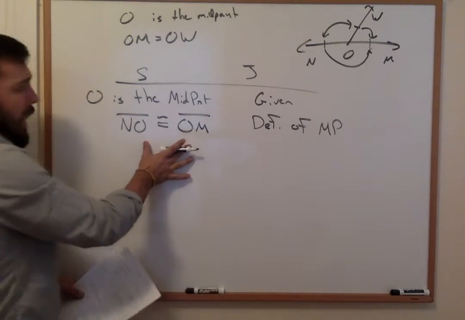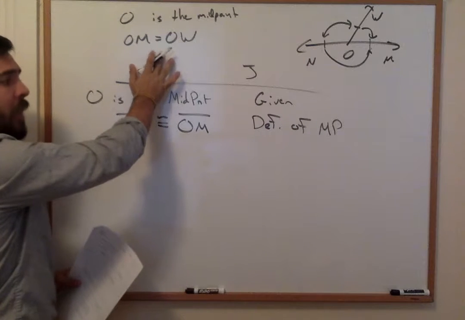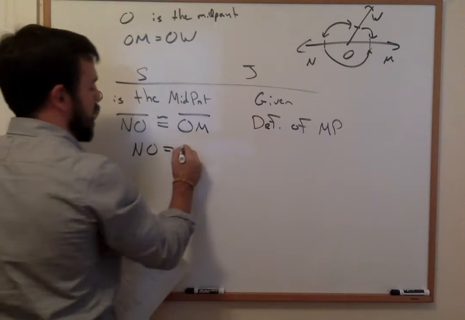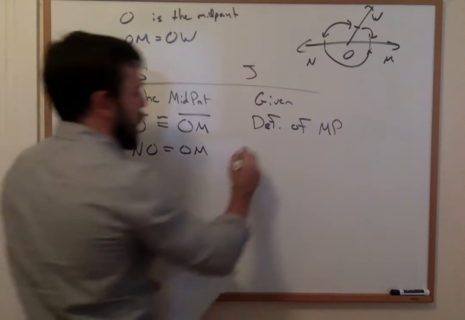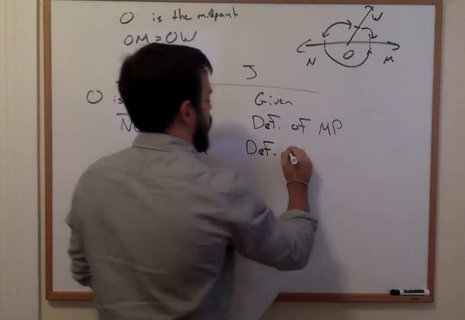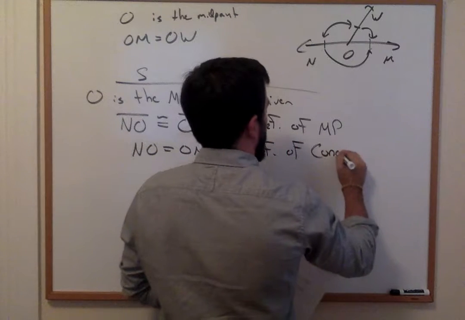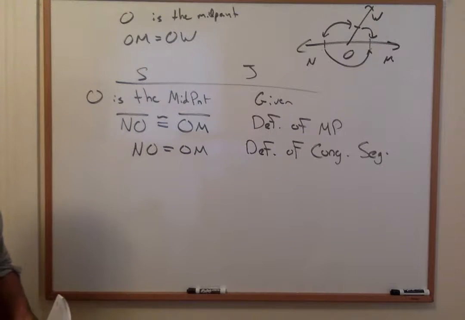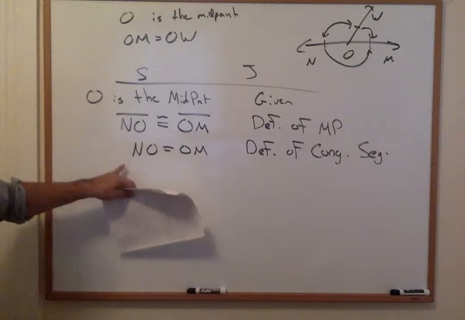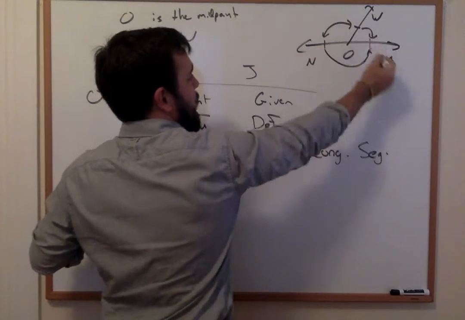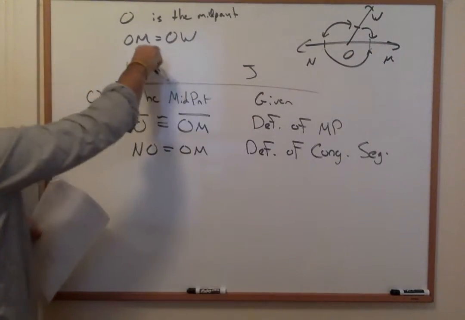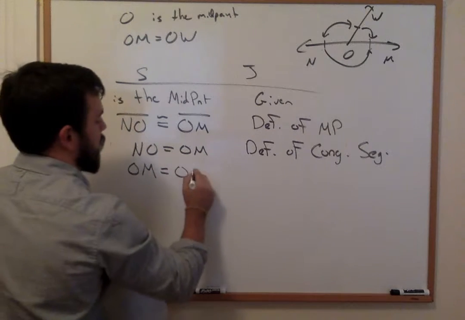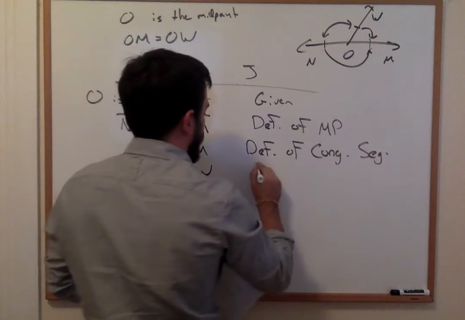So, I have congruence. I need to work with equality. So since they're congruent, the distance between N and O will equal the distance between O and M. And that is the definition of congruent segments. All right? Well, we said we know that these are equal. And since these are equal, let's introduce that. That's our other given. The distance from O to M equals the distance from O to W. That's another given.